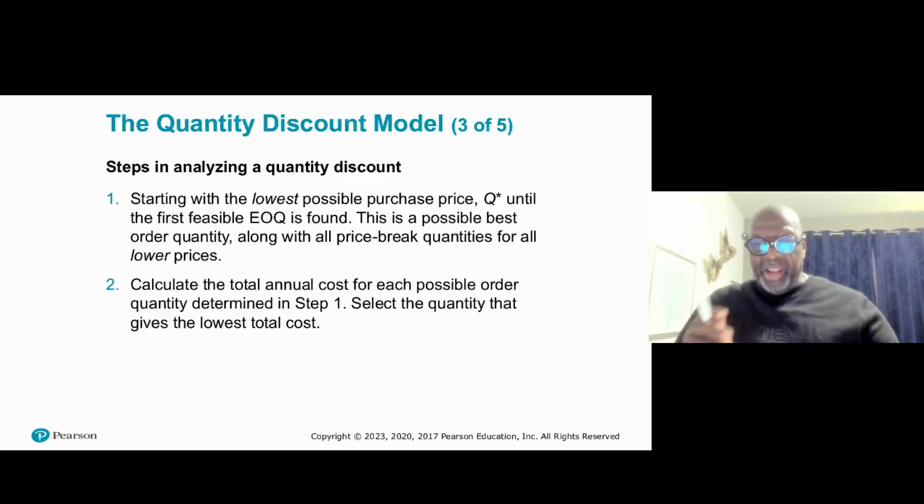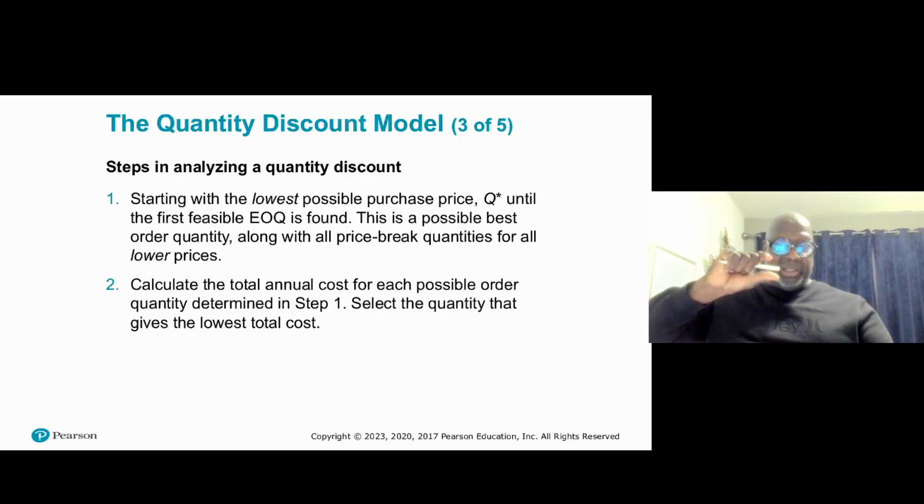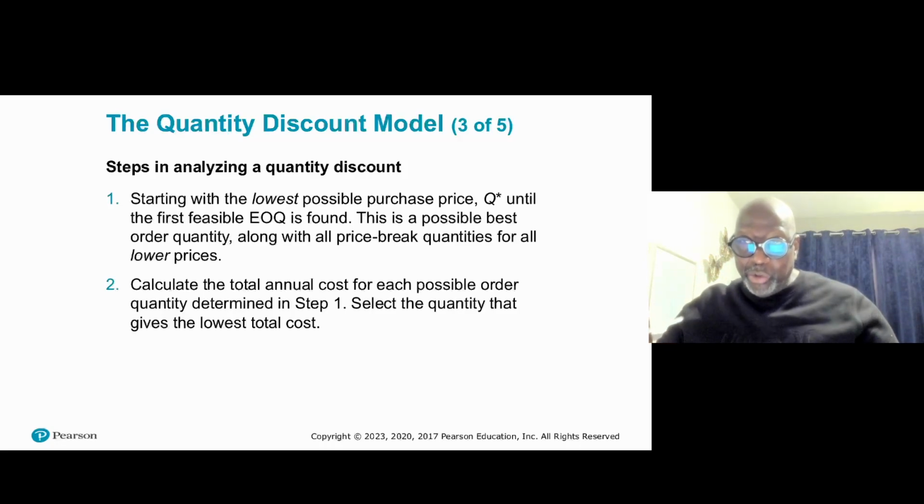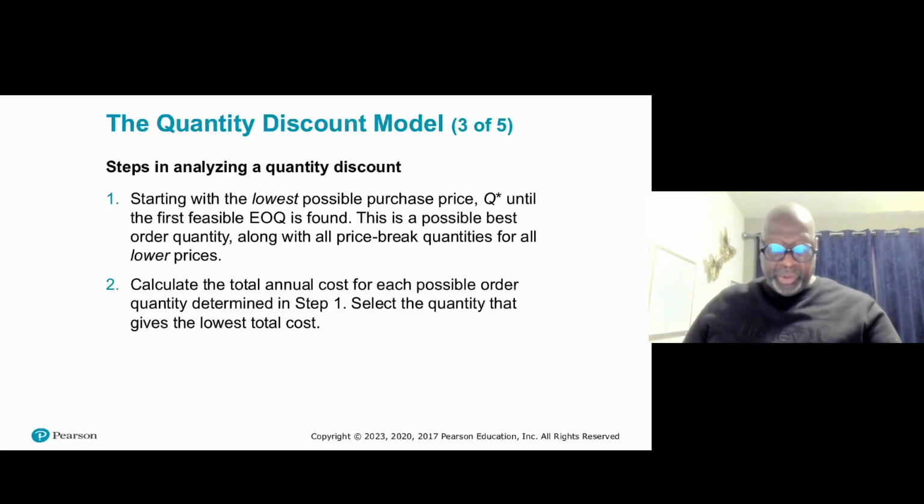Then you continue until you find the economic order quantity that is feasible. Maybe if I try between 120 and 1,499, I'll get a feasible EOQ based on that price. If that's the case, that's the best order quantity for that range. You compare the total cost of that order quantity to the cost of getting into the lowest price tier, which was the 1,500. So now you have to compare them to see which one is better.